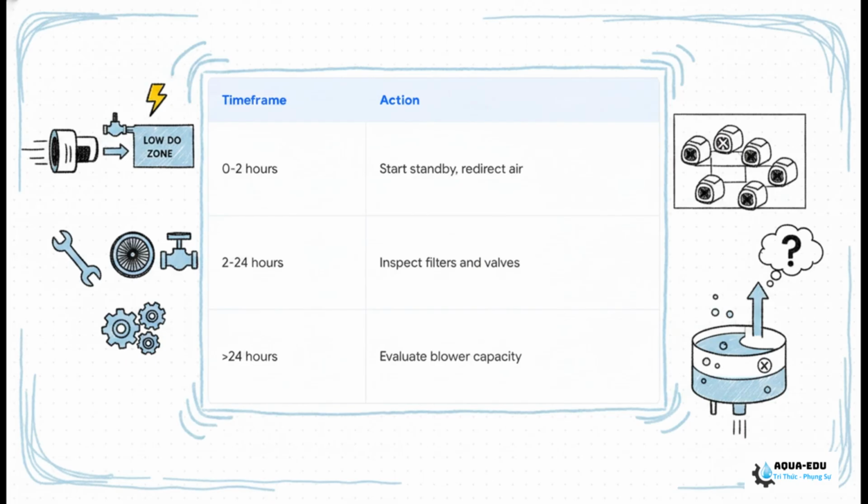Manually adjust those valves to prioritize air to your absolute lowest DO zones. From 2 to 24 hours, get maintenance to inspect the check valves, air filters, and motor alignment. Long-term, say greater than 24 hours out, management really needs to step in and evaluate if your total blower capacity actually still meets the plant's design load.